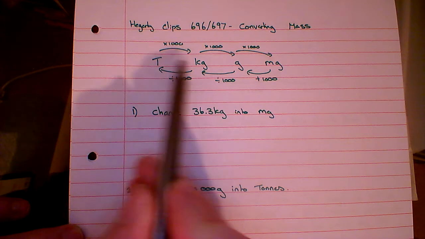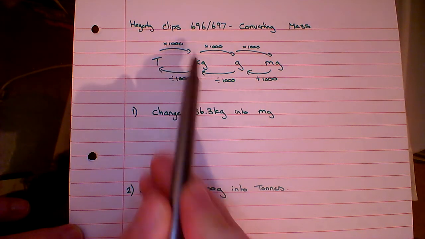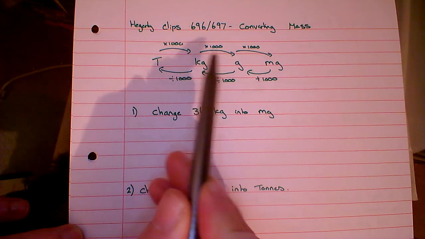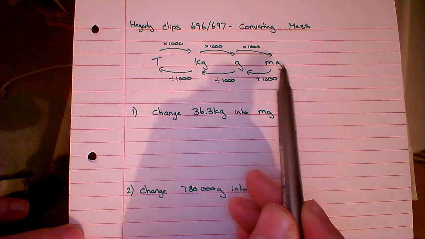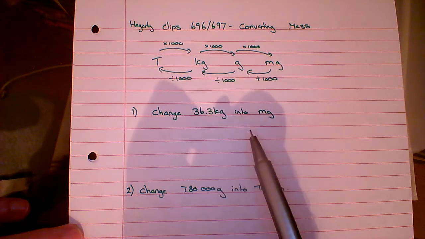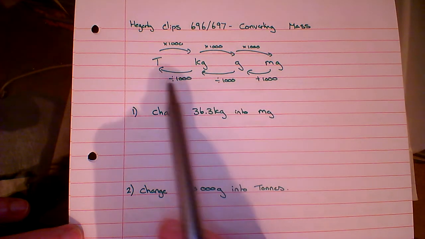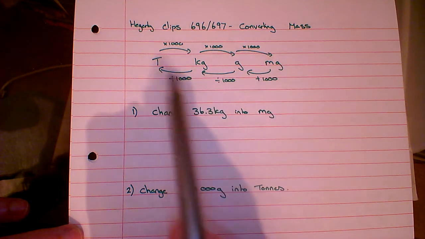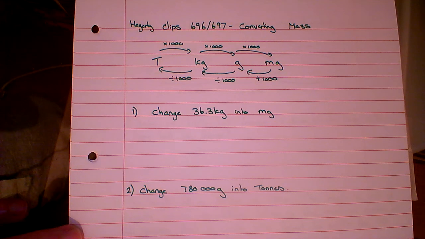So we've got 1,000 kilograms in a ton. So if I want to go from tons to kilograms, I'm going to multiply by 1,000. There are 1,000 grams in a kilogram. So if I want to convert from kilograms to grams, I multiply by 1,000. If I want to go from grams to milligrams, I multiply by 1,000 again, because there are 1,000 milligrams in 1 gram. And if I was converting back the other way, I would just divide by 1,000 each time. This diagram shows you what you need to do at each step. If you follow the arrows, you cannot go wrong.